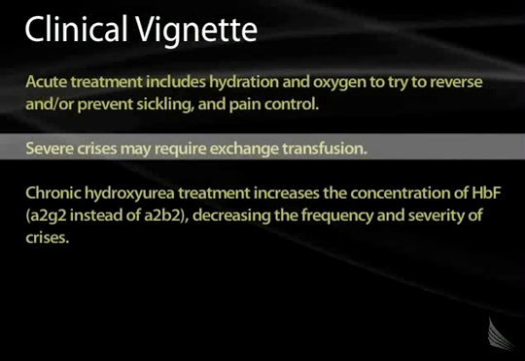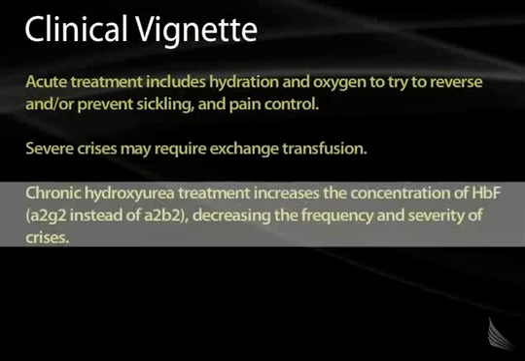The other thing that we can do is give these patients a drug called hydroxyurea. Given over time, this increases the concentration of hemoglobin F. This is the fetal hemoglobin that has an alpha-2 gamma-2 structure instead of the normal alpha-2 beta-2 structure. And this helps because, remember, it's the beta globin gene, the beta globin protein, that's affected in this disease. This treatment tends to decrease the frequency and severity of crisis. This concludes our lecture on protein structure.